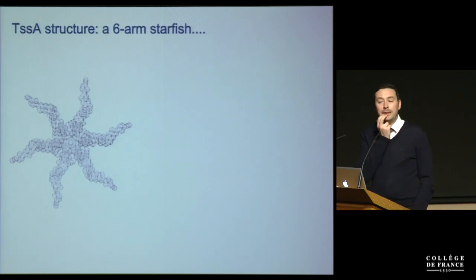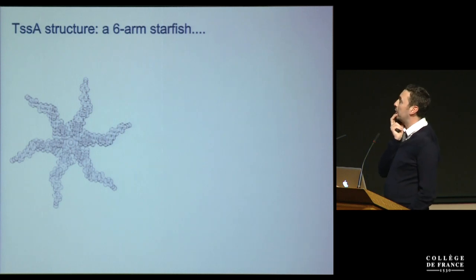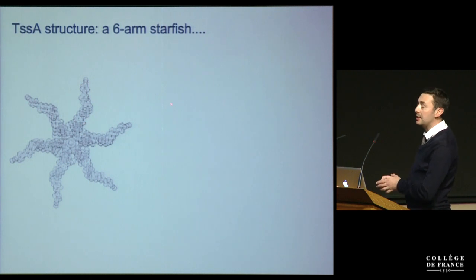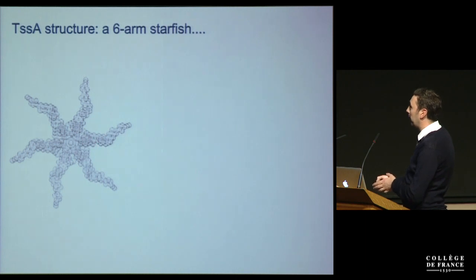So we tried to solve the crystal structure of TSSA, and we didn't succeed to do that. And so we moved on and we did some electron microscopy and SAXS experiments. And what I show you here is SAXS data showing that TSSA has a starfish-like structure with a central core here and 6 arms. So the arms are composed of the N-terminal domain of TSSA, and the 6 C-terminal domains of TSSA are forming this central core here.